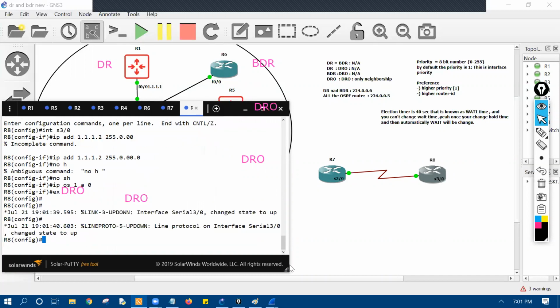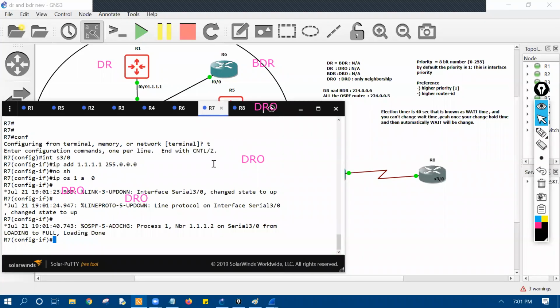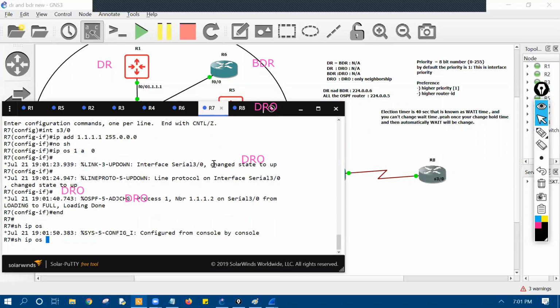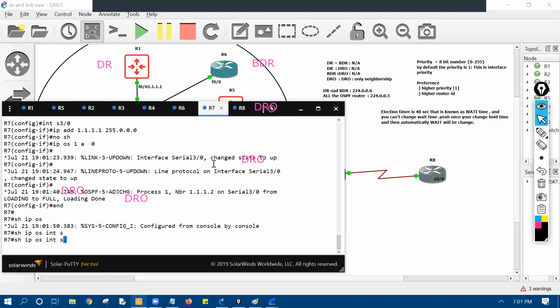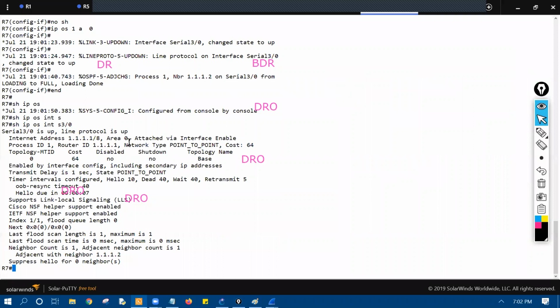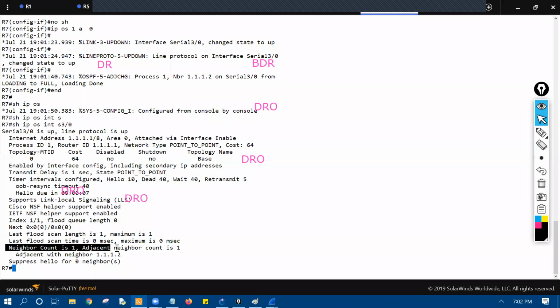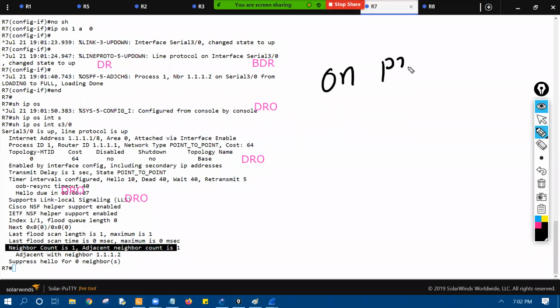Wait for some time. Show IP OSPF interface serial 3/0. What is it telling? State point to point. Serial link behaves like a point to point network. And do we have any DR and BDR? No. We have a neighborship and adjacency over there, but there is no DR and BDR concept on a point to point network.